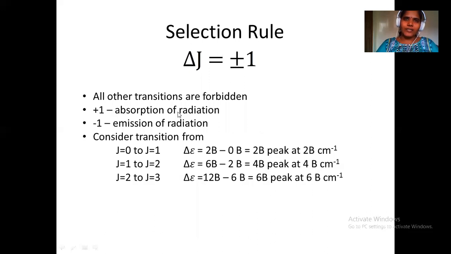Okay, now we calculated the energy. Then what about the transition? What type of transitions are allowed and what are forbidden? Here the selection rule for the rotational spectroscopy is delta J equal to plus or minus 1. 1 means if the molecule is there at the J equal to 1 level, it can either move to the 2 or it can move to the 0 level.